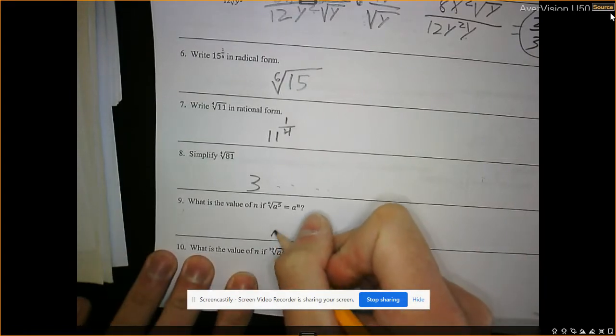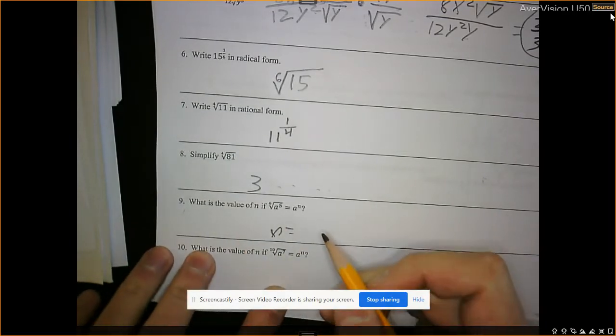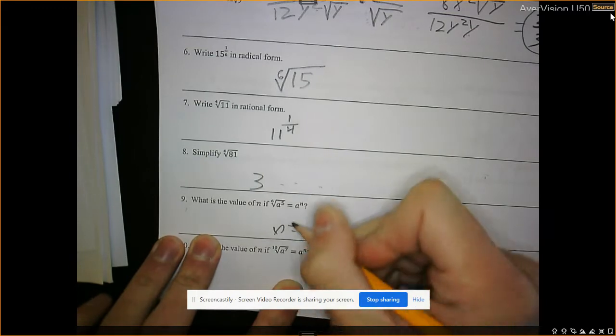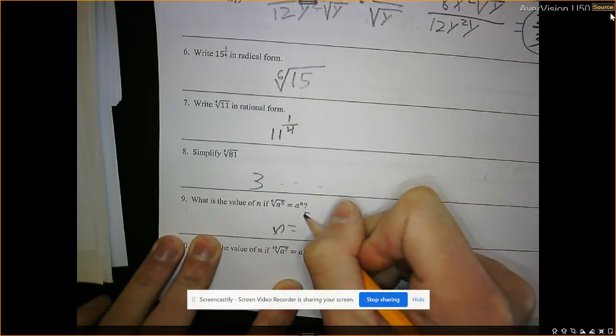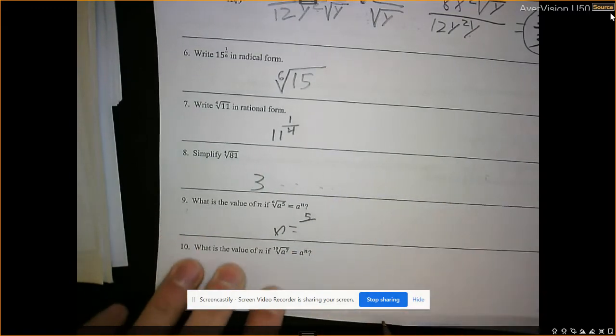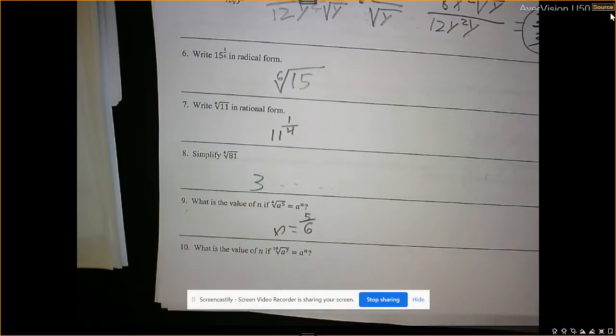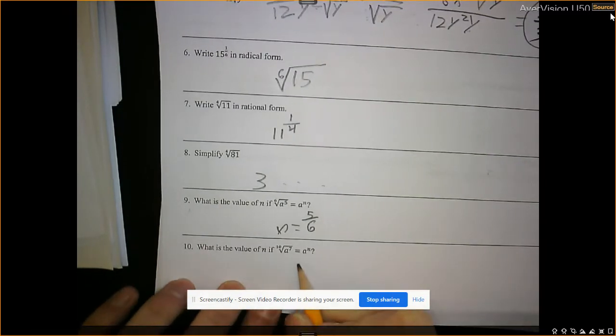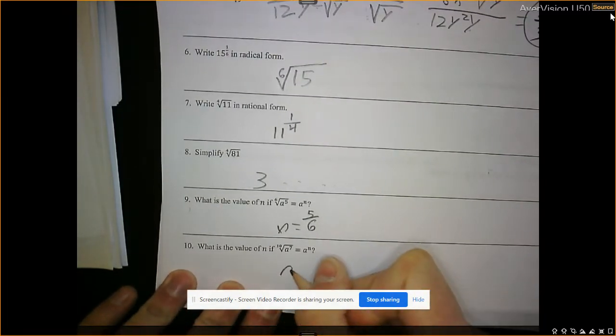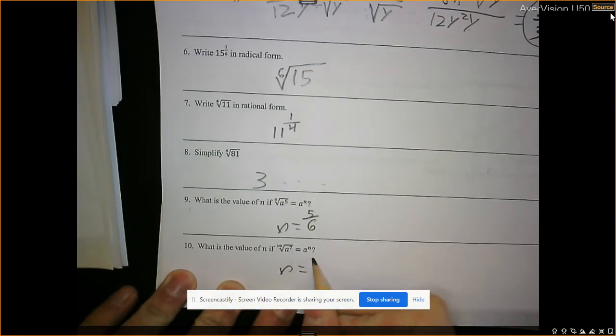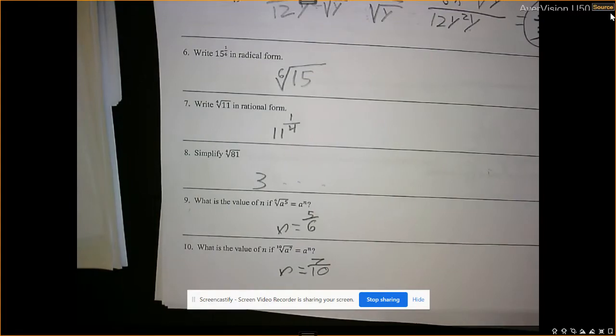All right, now here, again, asking the value of n, it's just asking, well, what would it be in rational form or as a fractional exponent? And your exponent in your root is 5, so that's going to be your numerator, and your denominator is going to be 6. So n equals 5/6. Okay, then our exact same thing here. Once again, our exponent is our numerator, and our root is our denominator. Simple as that.